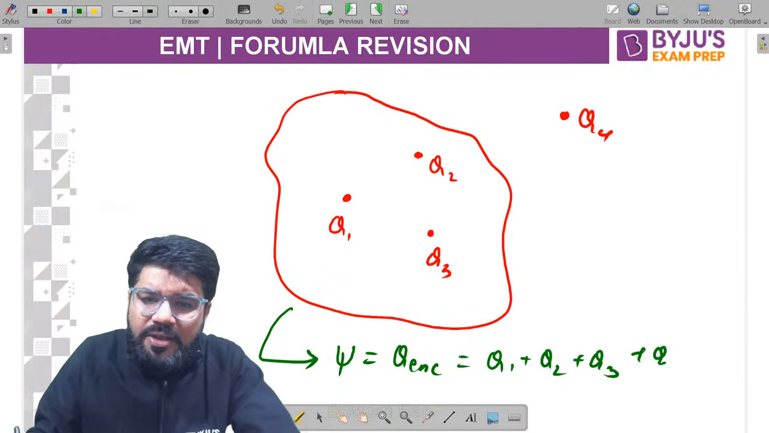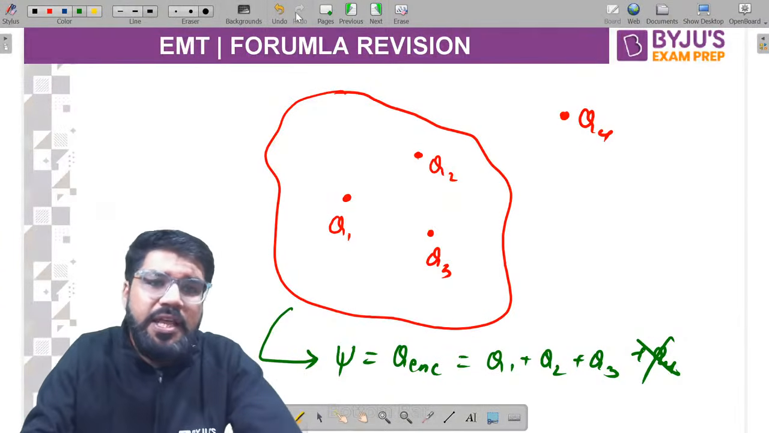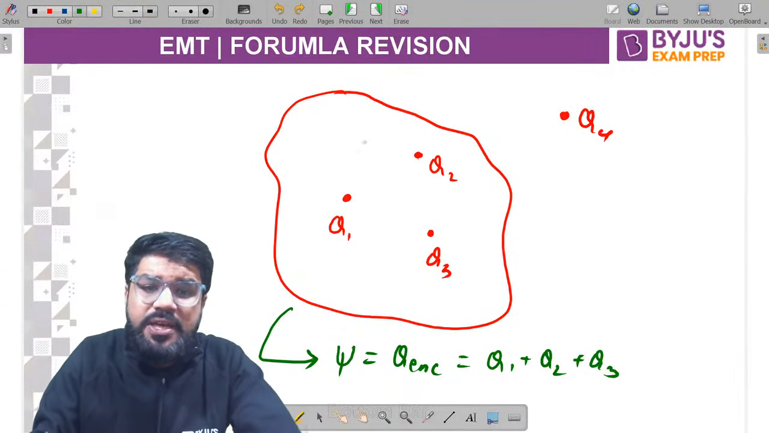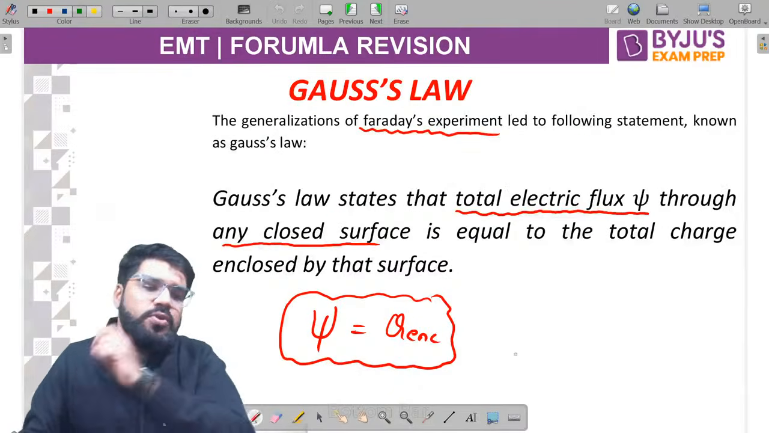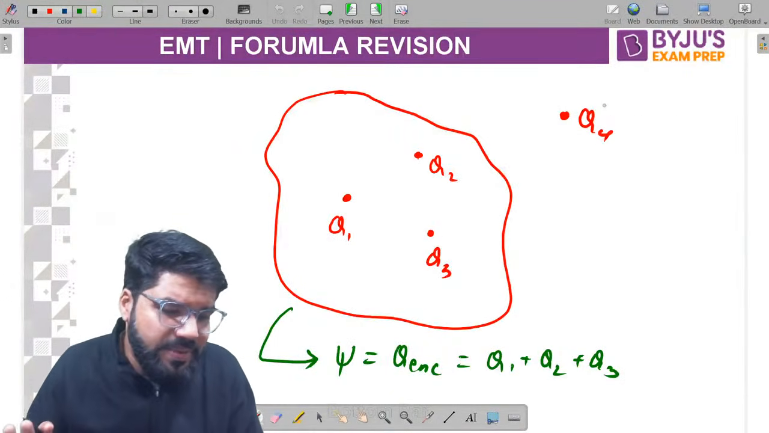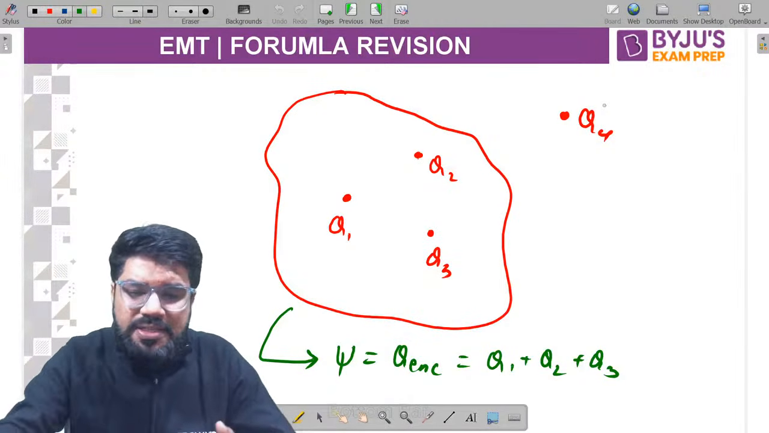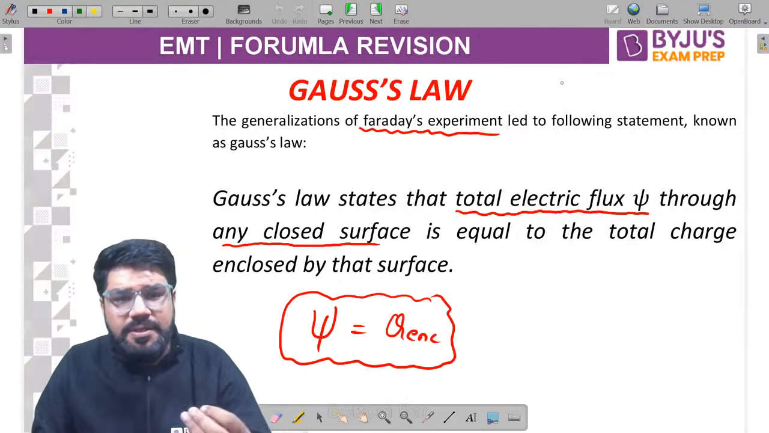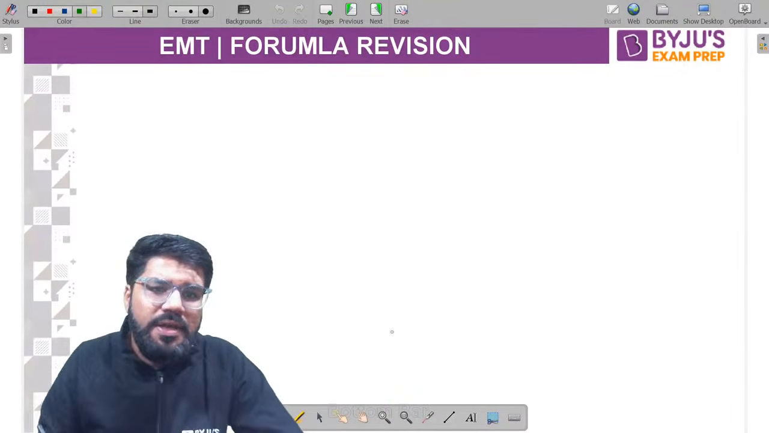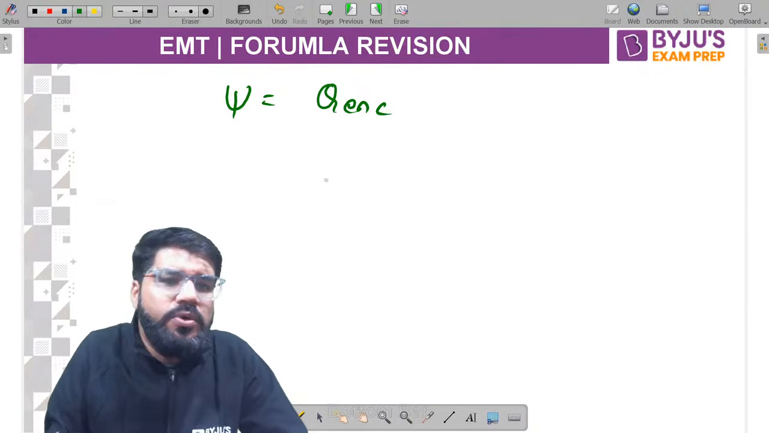But is it including Q4? No, that should not be included because that is not inside the closed surface. The flux crossing any closed surface is equal to charge enclosed by it. Please remember, it is equal to the charge enclosed by it. Directly you can expect the questions on this formula as well related to Gauss law. And then the Gauss law, Xi is equal to Q enclosed, was generalized in terms of the Maxwell's equation.